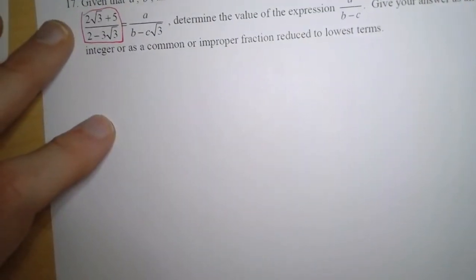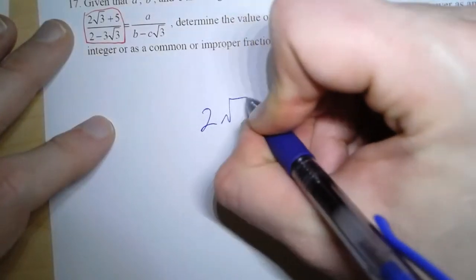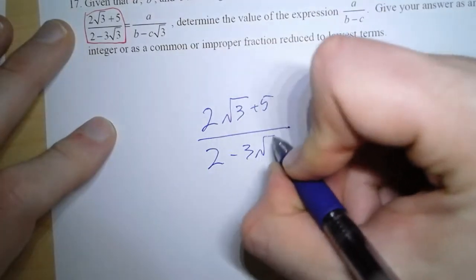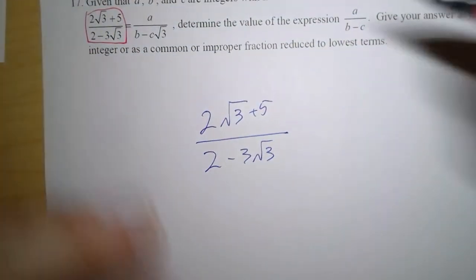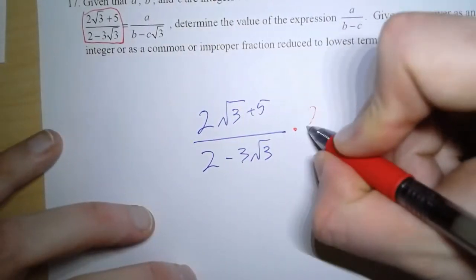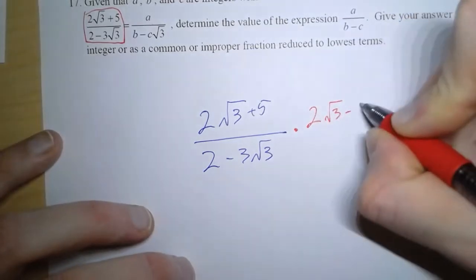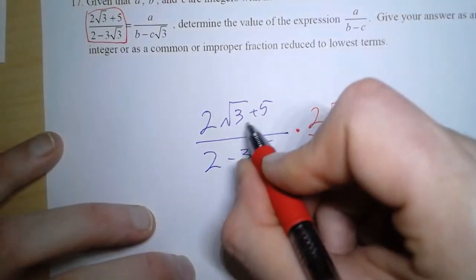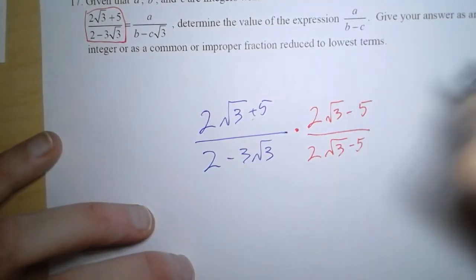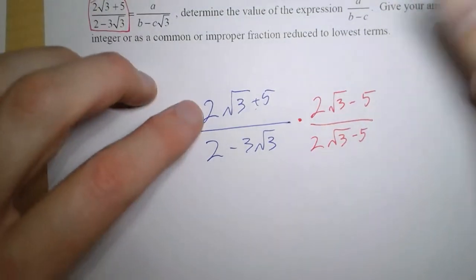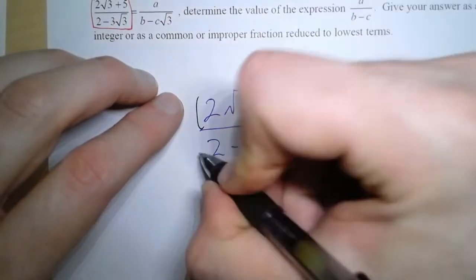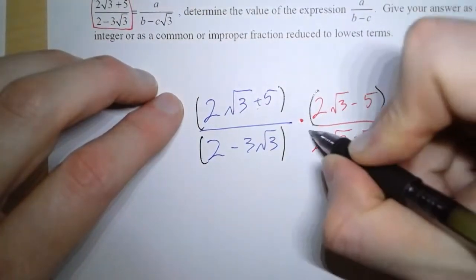Well, we're going to take the expression that's given to us, 2 radical 3 plus 5 all over 2 minus 3 radical 3. And now what we need to do is get rid of the radical on top. How do we do that? We multiply by what's called the conjugate, 2 radical 3 minus 5, because here it's plus 5. And then we do the same thing on the bottom. And so I'm going to expand this as though we were foiling.